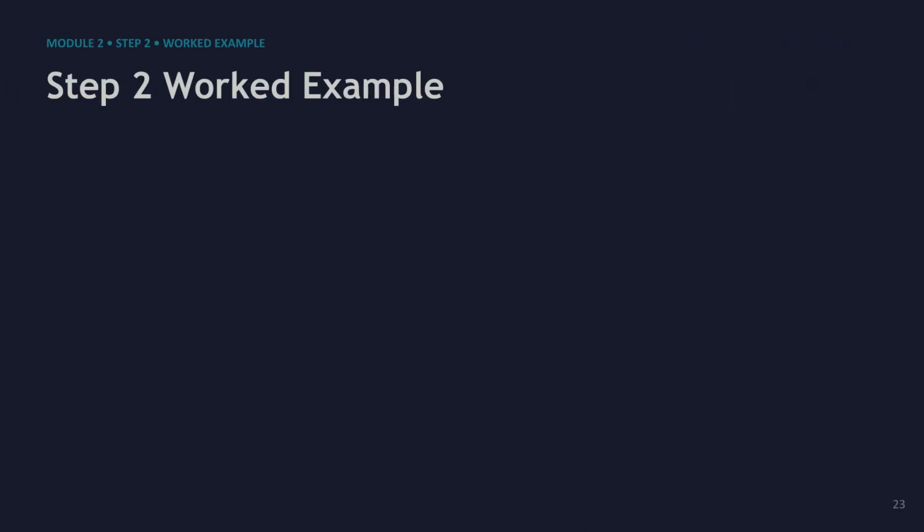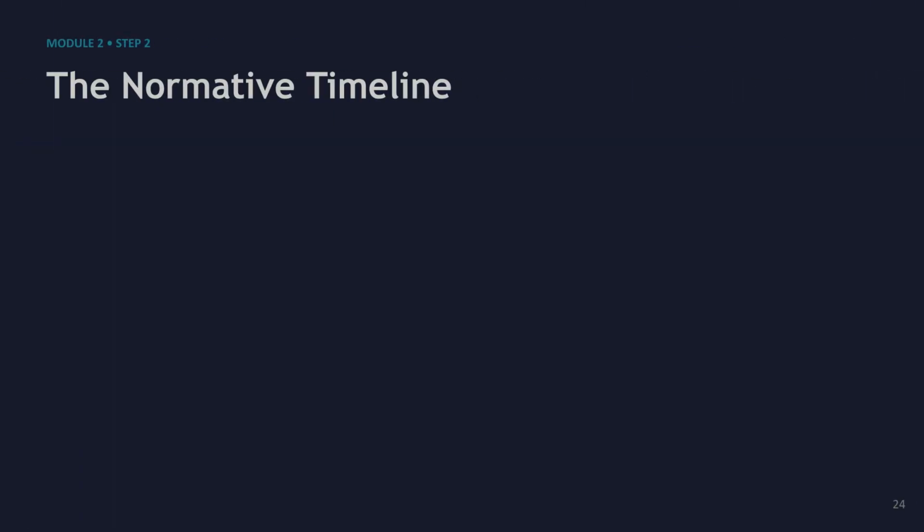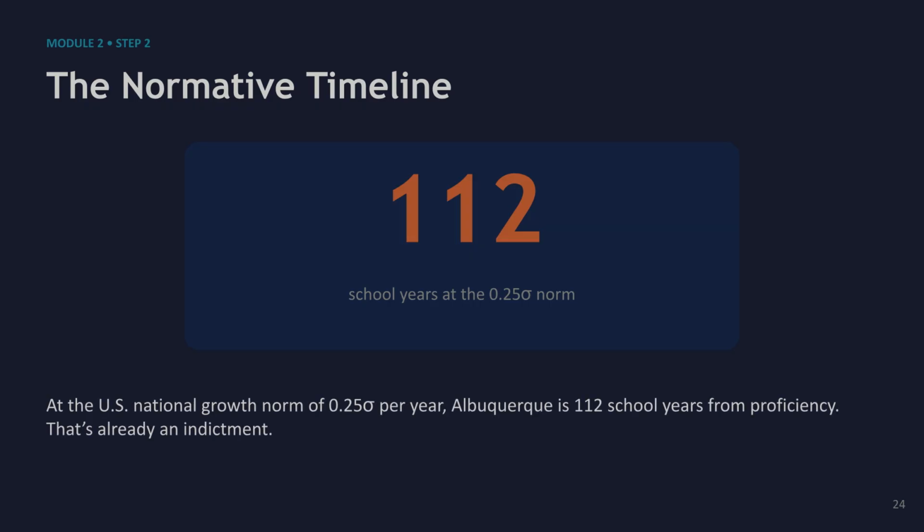Continuing the worked example, applying step 2 to the G2P of 27.84 results in 112 school years. This is the amount of time required to close the gap at the national normative growth rate. The normative timeline of 112 school years at the 0.25 sigma norm is a severe indictment. It indicates that, at the U.S. national growth norm, proficiency is over a century away.